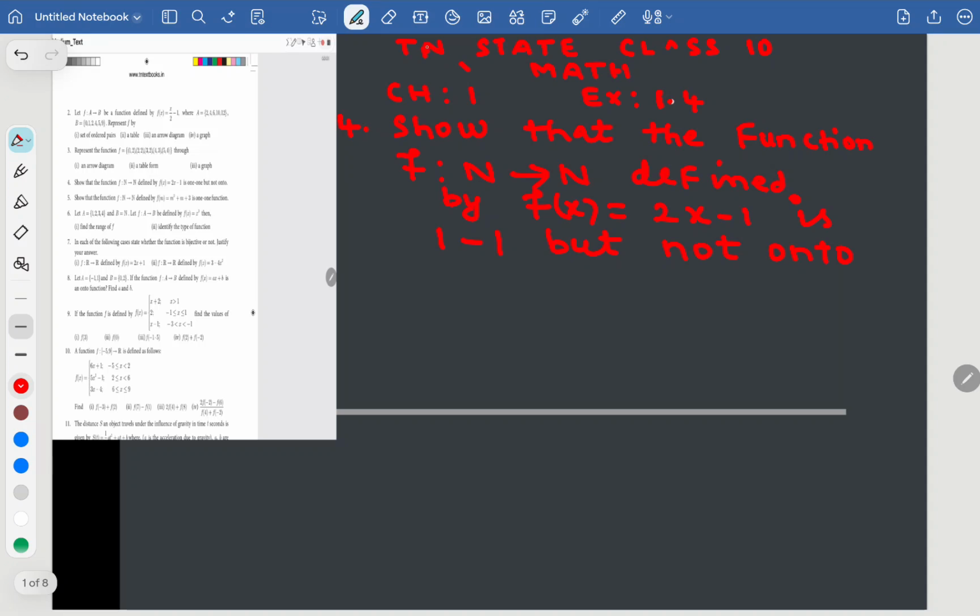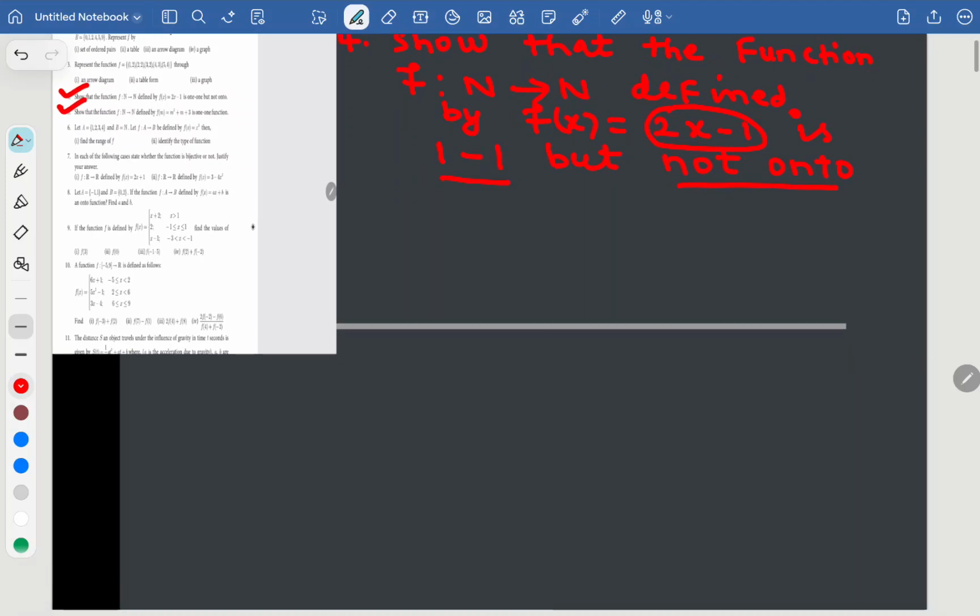In this video, I am going to discuss a problem from chapter 1, exercise 1.4 for Tamil Nadu State class 10 mathematics students. In this video, I am going to discuss problem 4 and problem 5. Problem 4 is given as: show that the function f maps N to N defined by f of x equal to 2x minus 1 is one-one but not onto. We have to prove this problem in two different methods. I am going to discuss both the methods in this video.